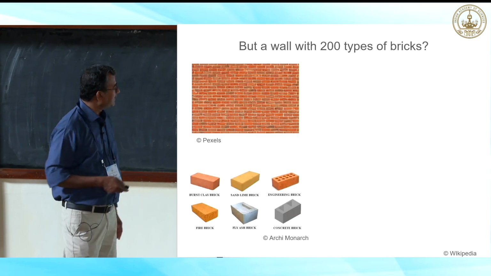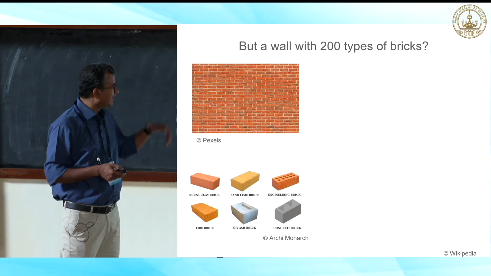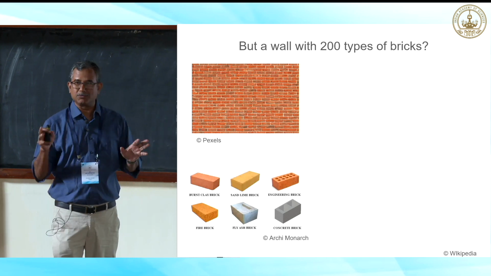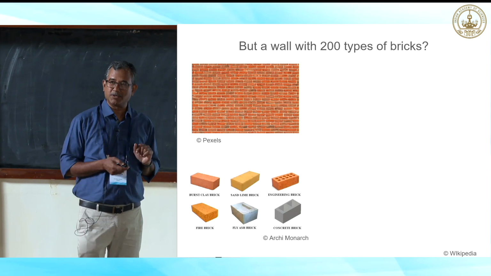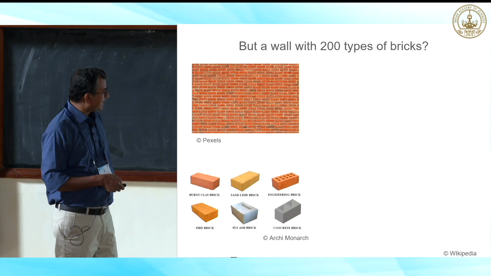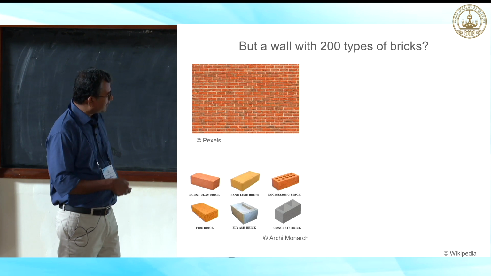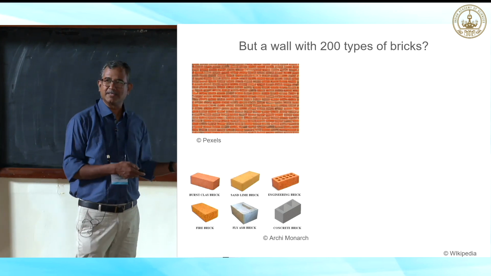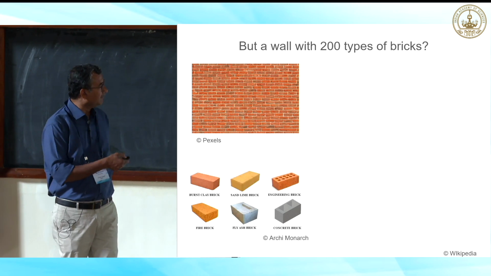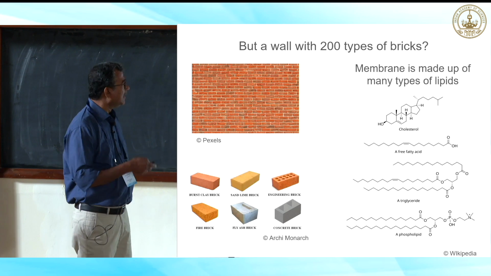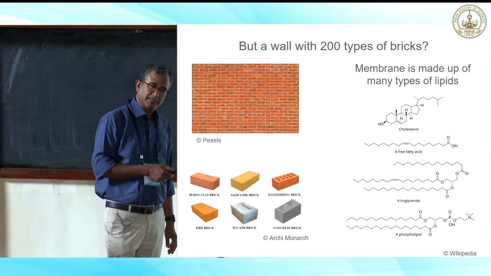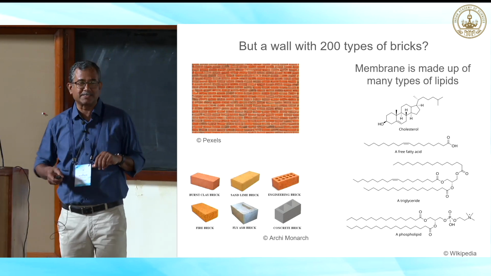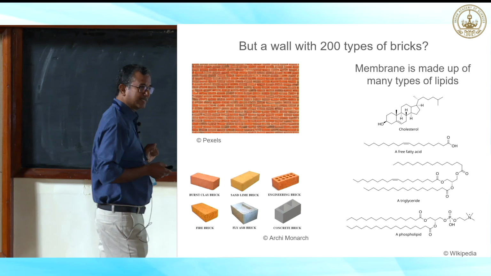If I tell you that you're building a wall, you'll say, okay, give me some regular-sized bricks and I'll build you a nice wall, because they need to fit with each other properly. You'll pick the right kind of brick, but you will not mix and match them, because it's going to be very tough building a proper wall if you mix and match. But the bricks that nature uses for building these walls, the membranes, are of 200 different kinds.